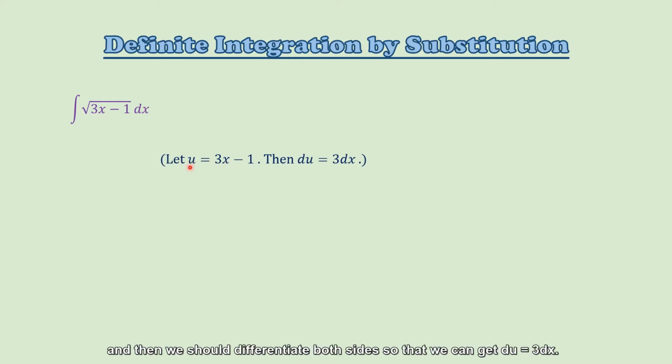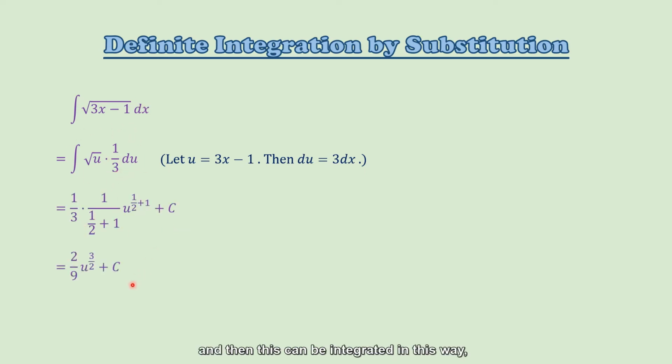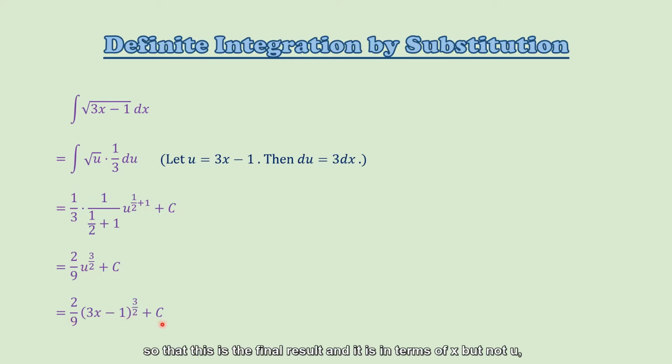For this indefinite integral, we can first of all let this 3x minus 1 be u. And then we should differentiate both sides so that we can get du is equal to 3dx. Now I can rewrite 3x minus 1 as u and then dx as 1/3 du. And then this can be integrated in this way. And we must not forget to substitute 3x minus 1 back into u, so that this is the final result and it is in terms of x but not u.